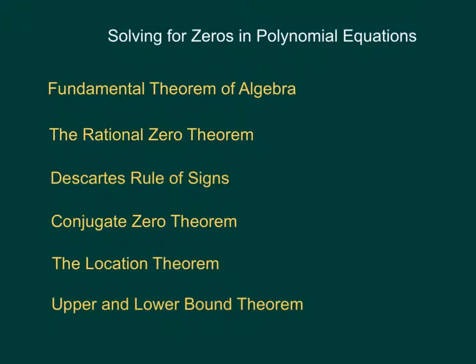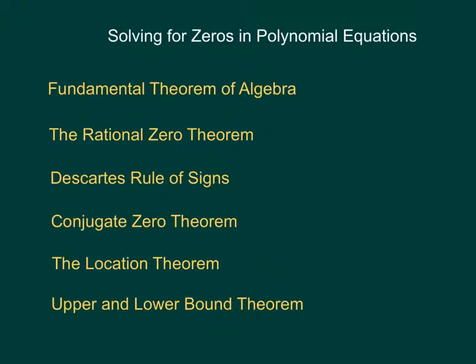Okay, we're going to talk about solving for zeros in polynomial equations, and we have all of these theorems that help us do that. I've listed them all out here, and I'm going to talk about them real quick before we do a couple examples. I put these in the order of importance to you, and it's also maybe the order you would want to go about things. These last four are just helpful, okay?